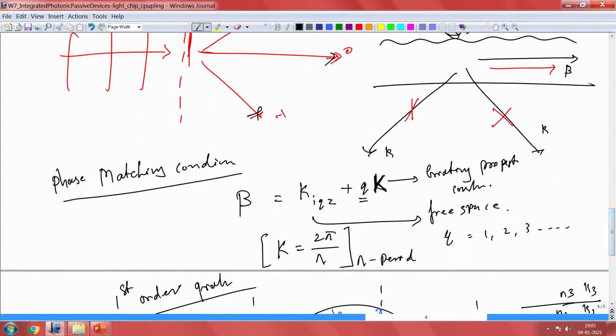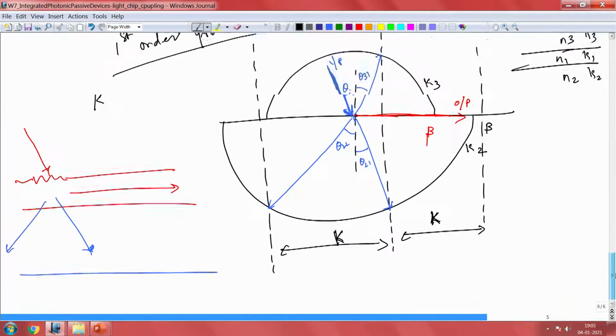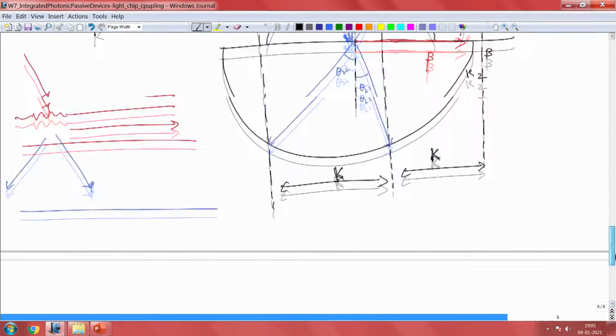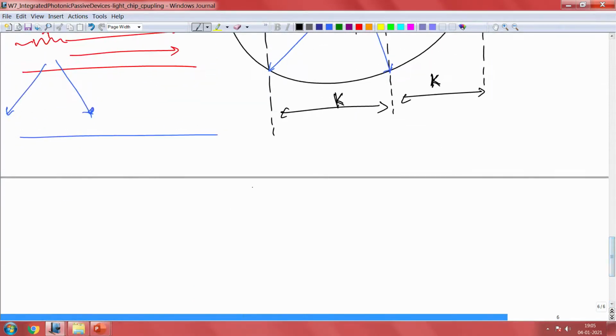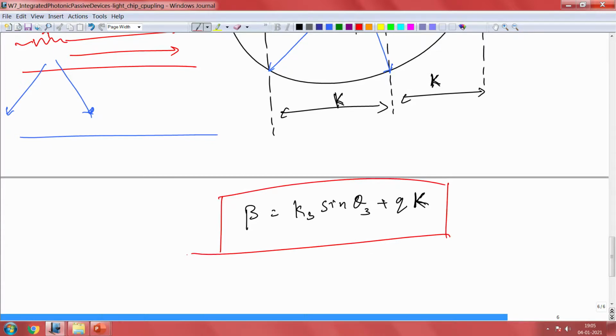So, this k_z could be written as, let us say, beta here could be written as k3 sine theta 3, that is your input, plus qK. So, your k is your input. This is the relation that you may want to use.